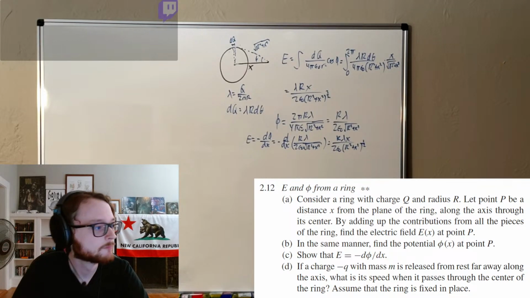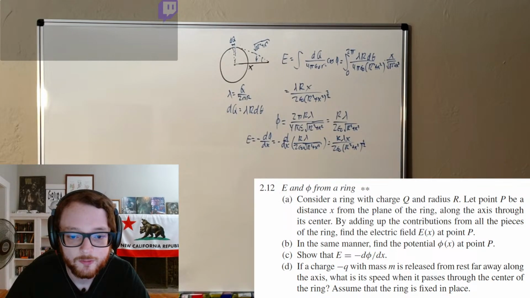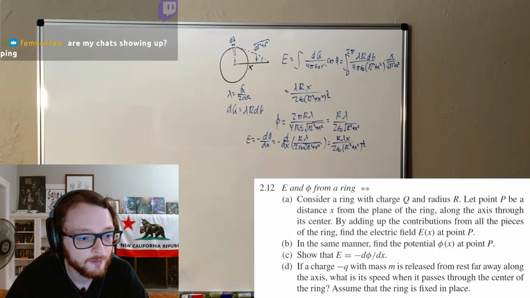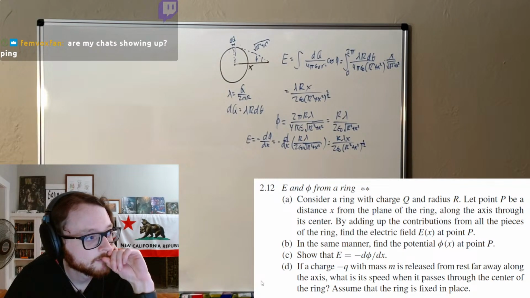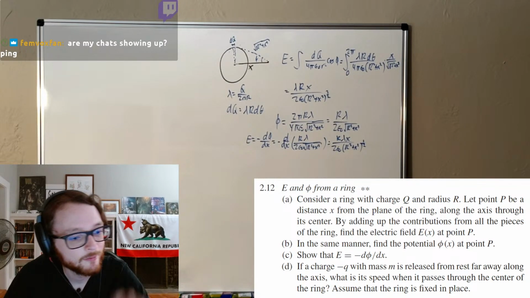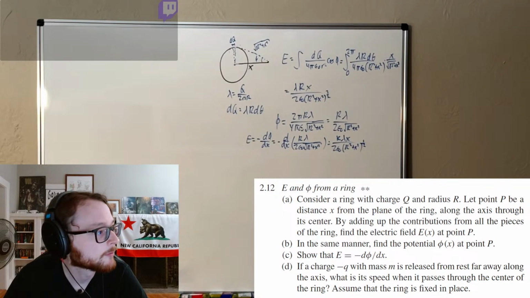I don't know. What does part D say? Charge minus q with mass m is released from rest far away along the axis. What is its speed when it passes through the center of the ring? The last thing I saw from your pen box is sure, keep going. Before that, you said got the potential on line 3.